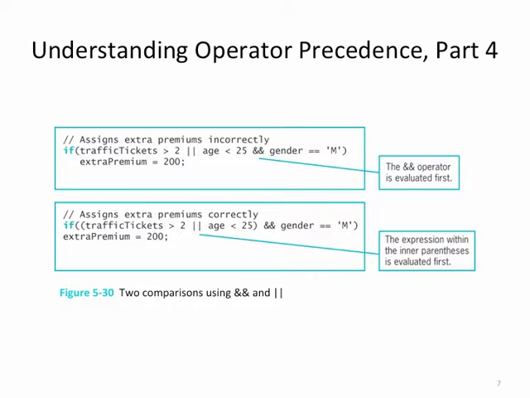So if we want to change this and say logically only males with more than two traffic tickets are going to be paying the extra premium, so if you're a man and you have more than 2 traffic tickets, or if you're a man and you're less than 25, you're going to pay the extra premium. So notice that logic is different, and you would have to know what exactly the intent is to be able to use parentheses and the operators appropriately.